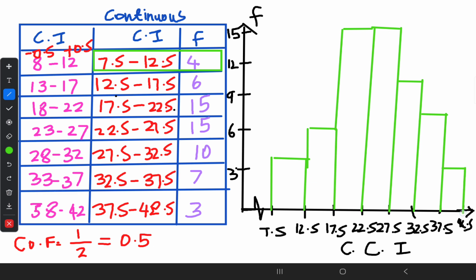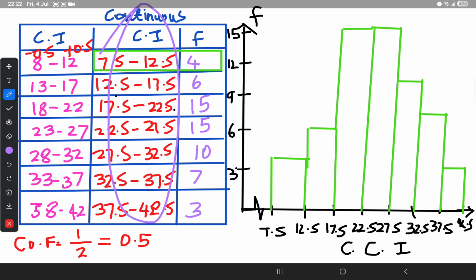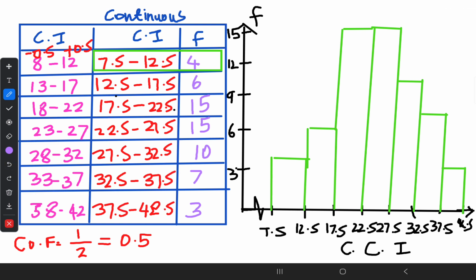Okay, this would be the construction of our histogram. I'll repeat this once more from the beginning. The class intervals are not continuous. Find the correction factor, and from the lower class limit subtract that correction factor, and to the upper class limit add it, to make another column with continuous class intervals. Continuous class interval versus frequency, you can plot your histogram. That's all.